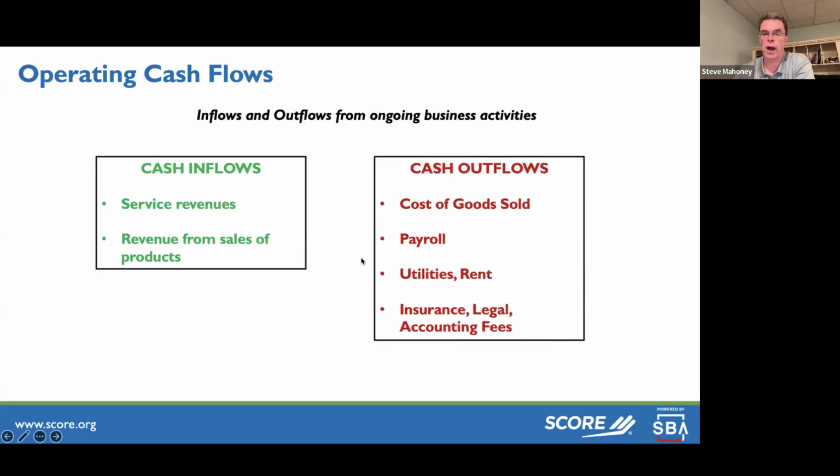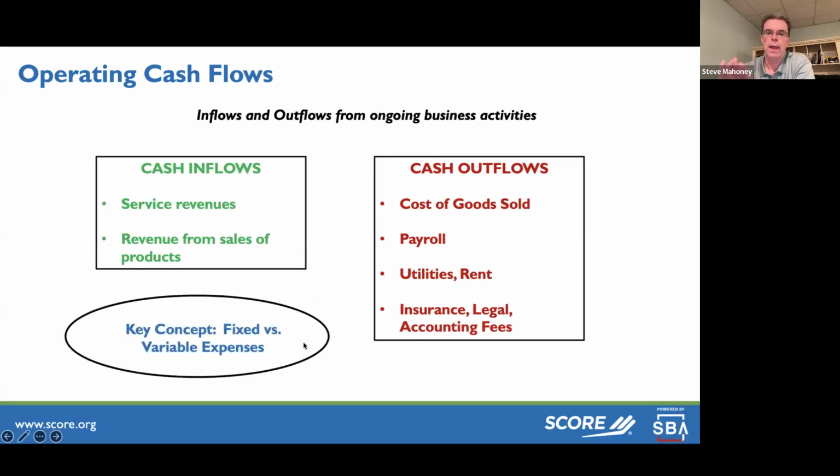Cash outflows for operating activities are things to run your business: cost of goods sold for selling your products, paying your employees, paying your fixed expenses, things like utilities, insurance, or legal costs. As I mentioned, going through the income statement, it's important to understand in your cash flow statement and in your income statement which of these items are fixed versus variable. So looking at these 2 financial statements through that lens is important, as I mentioned earlier.